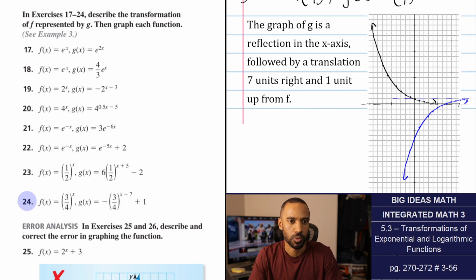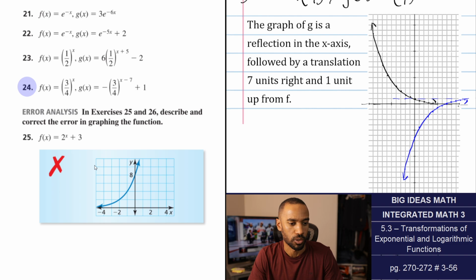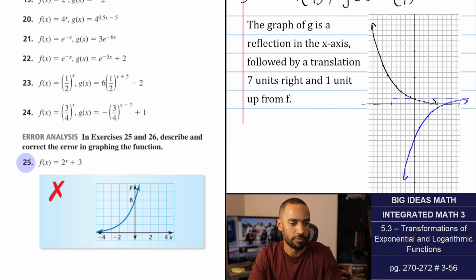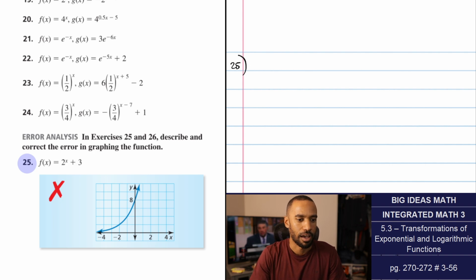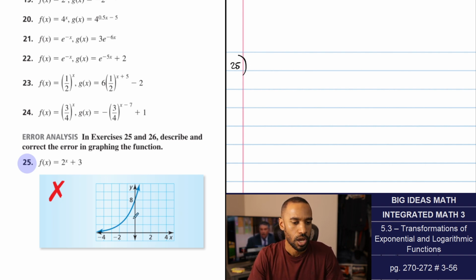Okay, probably finished with some graphs for a while till we hit logarithms. So let's go to some error analysis, 25 and 26. Describe and correct the error in graphing the function. So number 25, they have f of x equals 2 to the x plus 3. Well, I don't see my horizontal asymptote being 3 units up. These are scaled by, that's an 8?